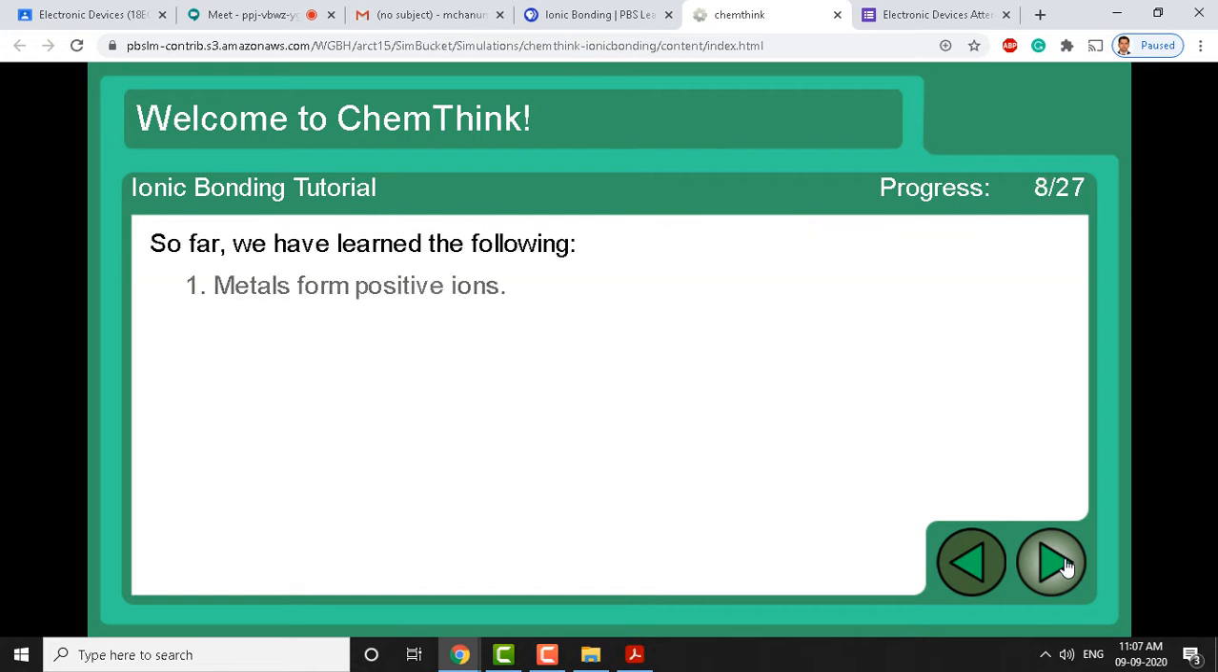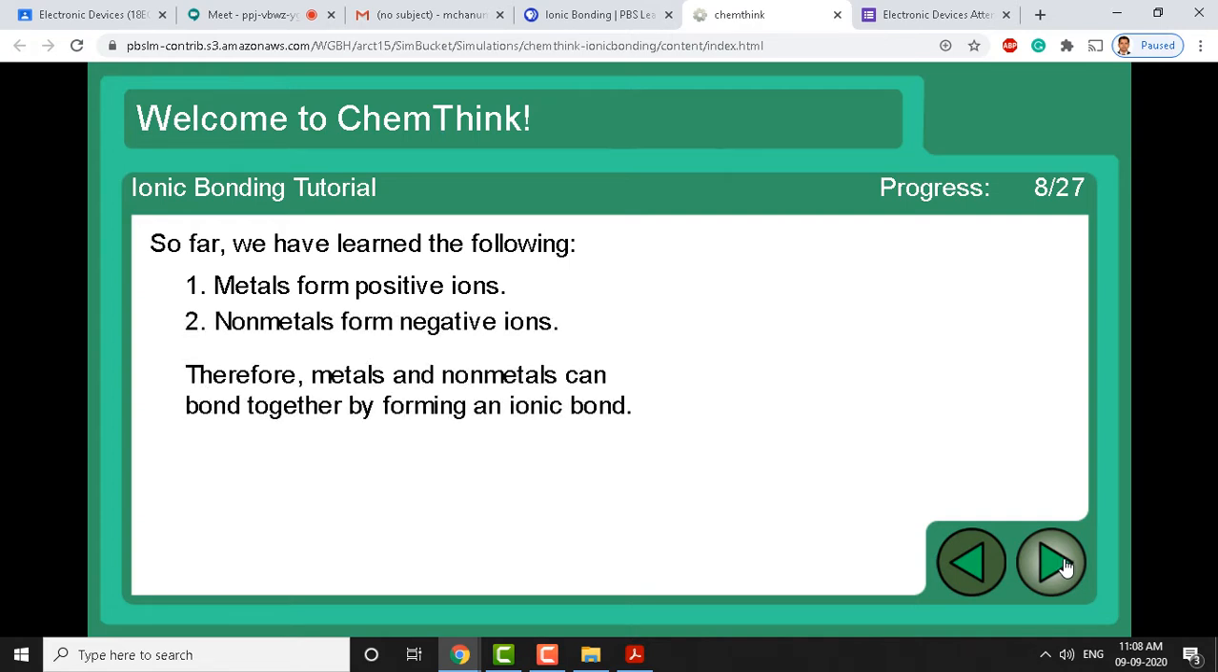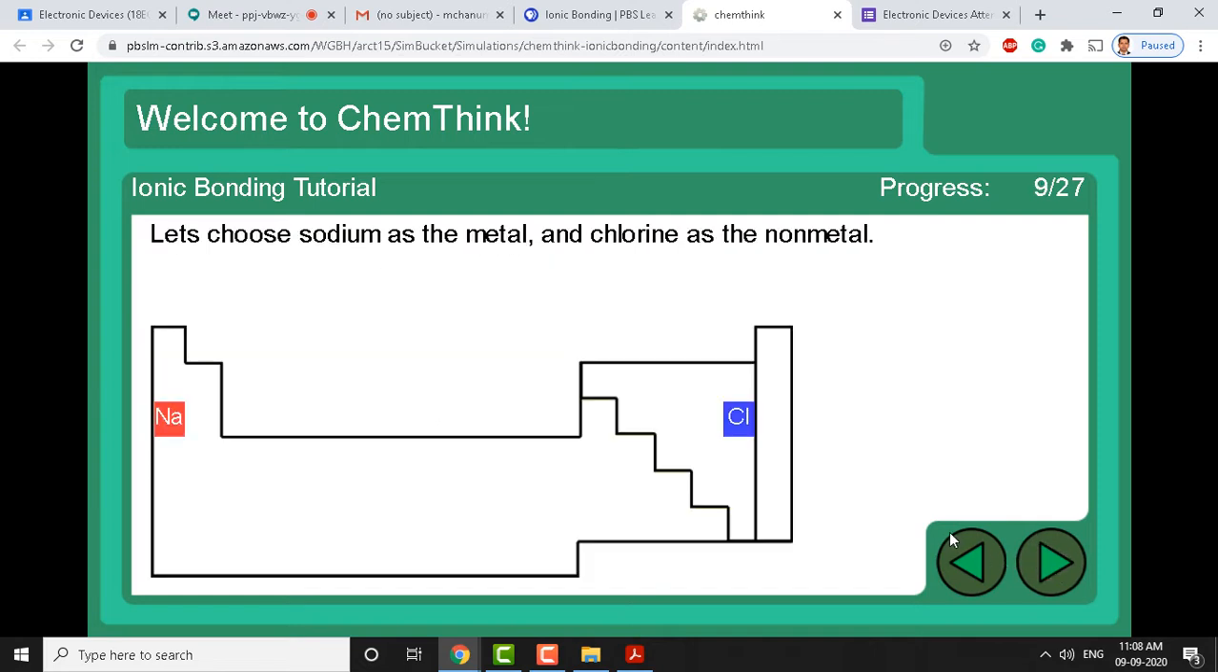So far we have learned that metals form positive ions and non-metals form negative ions. Therefore, metals and non-metals can bond together, forming an ionic bond. Let's look at a closer view of how this process works. This is an example where we have chosen Na from the left side of the periodic table, so that is a metal. The non-metal is chlorine, which we have chosen from the right side of the periodic table.